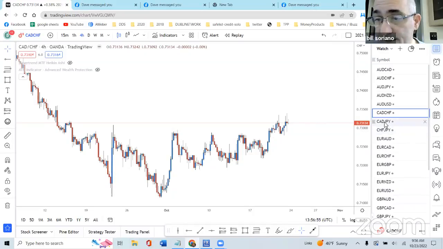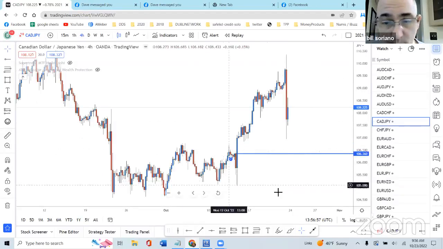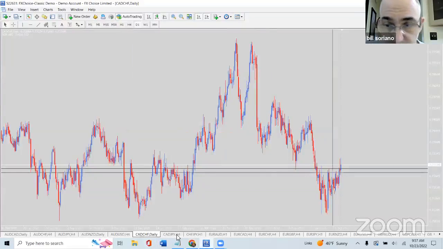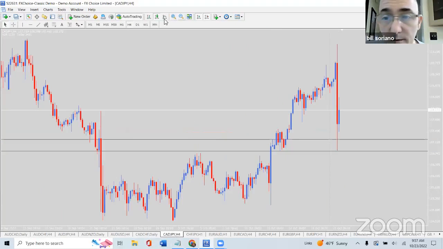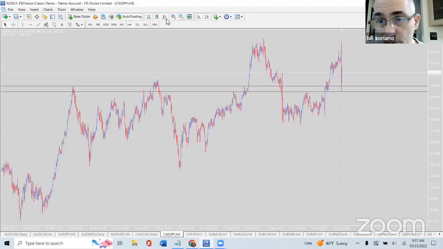How about the CAD-JPY? Let's do one more here. The CAD yen pair here. Look at what we see here. It looks like it was in an uptrend. Right, we did have a 2x2 on the way down. Then we kind of get a 2x2 on the way back up.